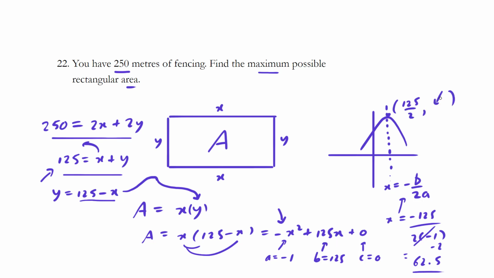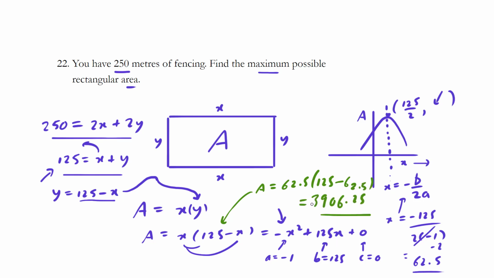Now the question is, what is the y value? What is that maximum area? This happens to be an area graph, and this happens to be for any given x value as we increase x to the right. So we know that the area is equal to x times 125 minus x. So the maximized area is 62.5 multiplied by 125 minus 62.5, which is 3,906.25.